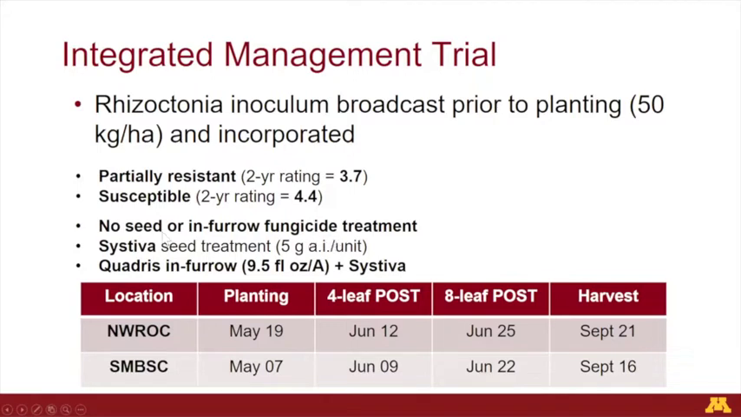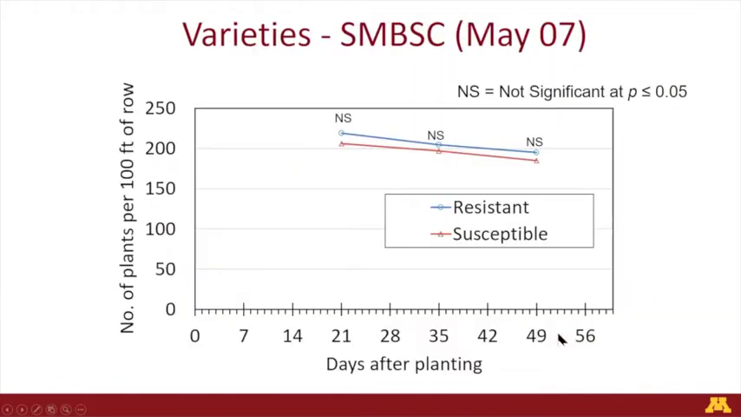For at-planting treatments, there was no seed treatment or in-furrow, only Systiva as a seed treatment, and Quadris in-furrow with Systiva, right? And looking at the planting dates, more or less very similar for Southern Minnesota, a little bit later for the Crookston location. But when you look at the 4 and 8 leaf post applications, these are very similar for both locations. And this is the timing that most of you are doing a post application here. Right, looking at the stands here, I have on the y-axis the number of plants per 100 foot of row and days after planting. This is at the Southern Minnesota.